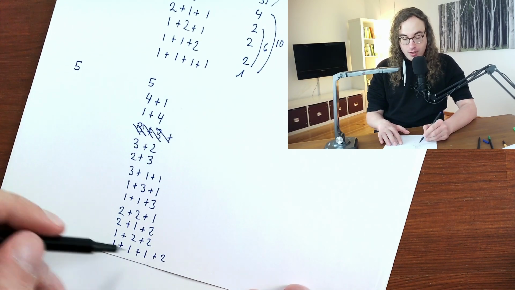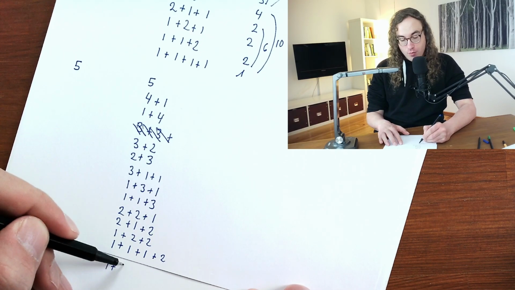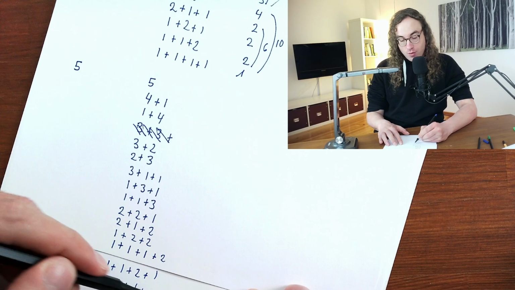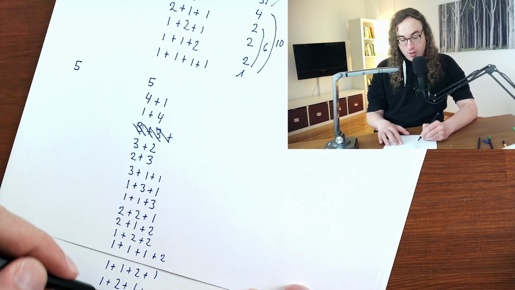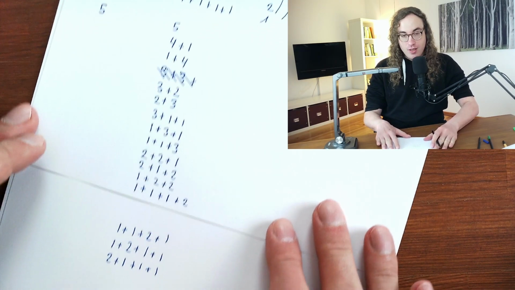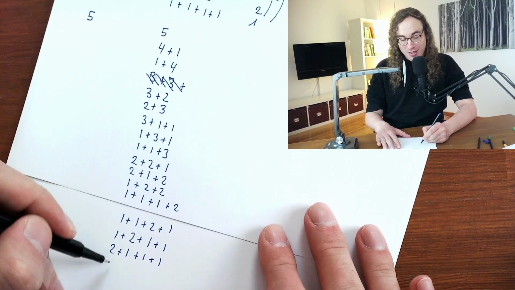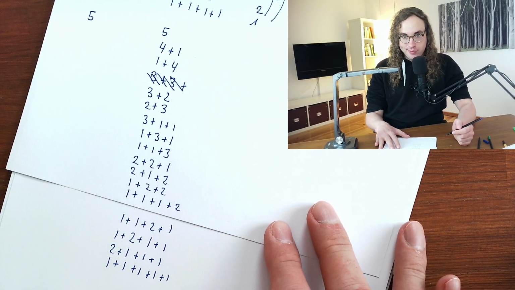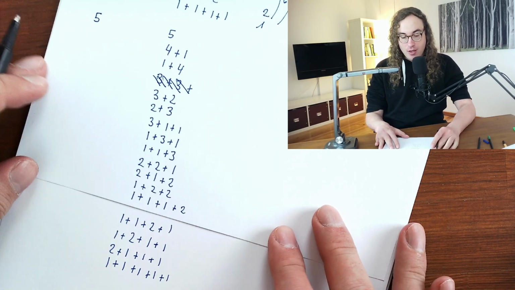Okay, and then, so this also works. So I have 1 plus 1 plus 2 plus 1, and 1 plus 2 plus 1 plus 1, and 2 plus 1 plus 1 plus 1. Oof. Sorry, you can't even see where I'm at. And then, of course, I can write 1 plus 1 plus 1 plus 1 plus 1. Oof. Okay, but we got to do it, right?